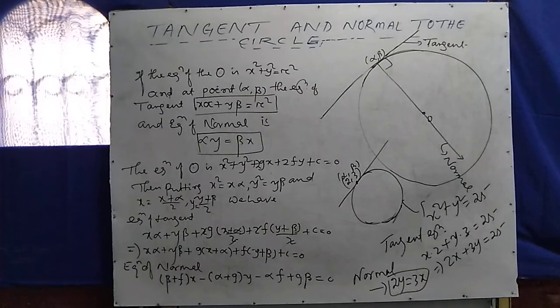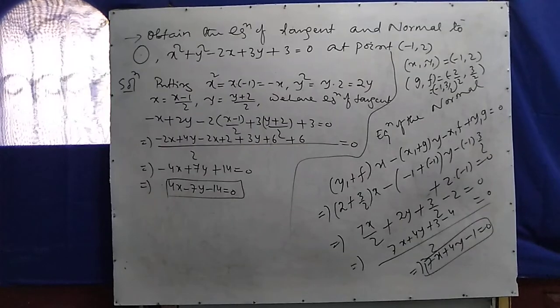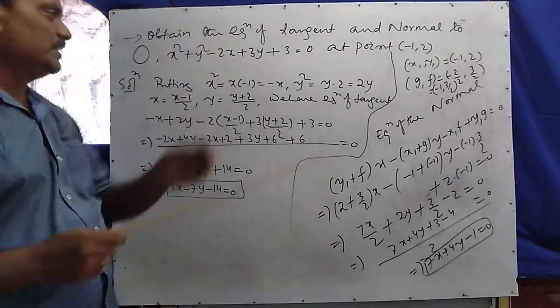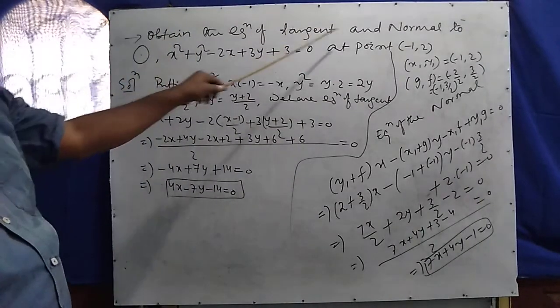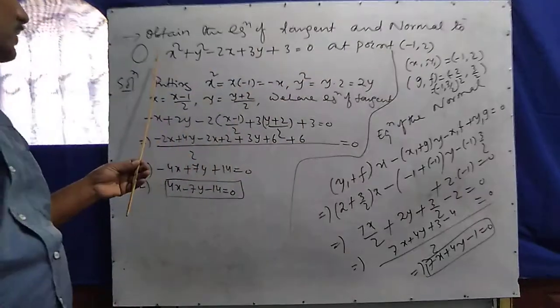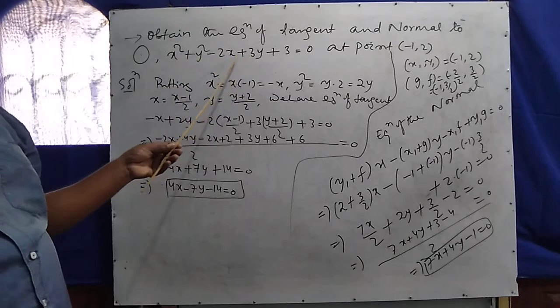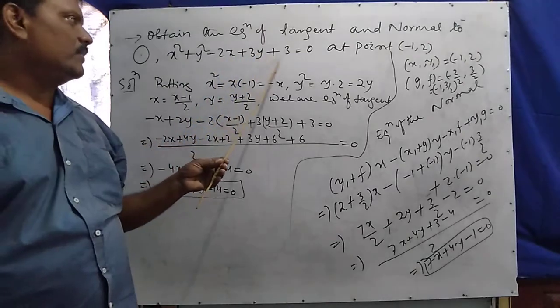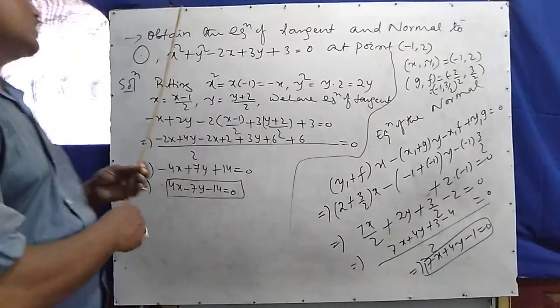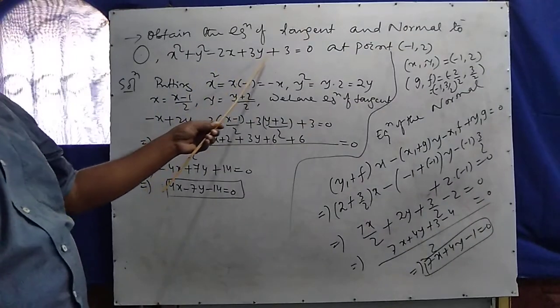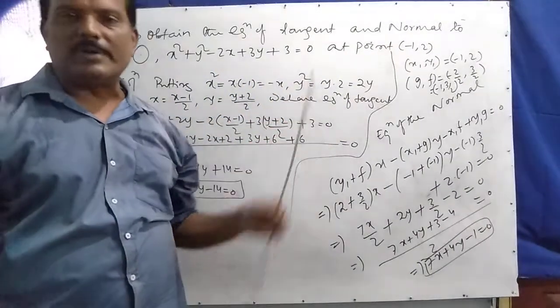Okay, so let us discuss one more example of the second type. Obtain the equation of the tangent and normal to the circle x square plus y square minus 2x plus 3y plus 3 equal to 0 at the point minus 1, 2.